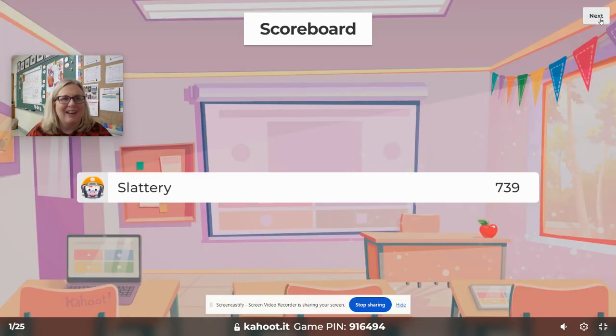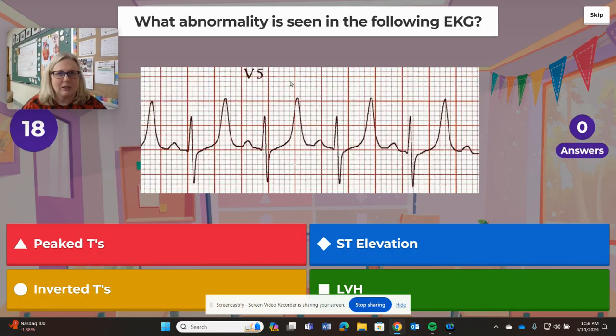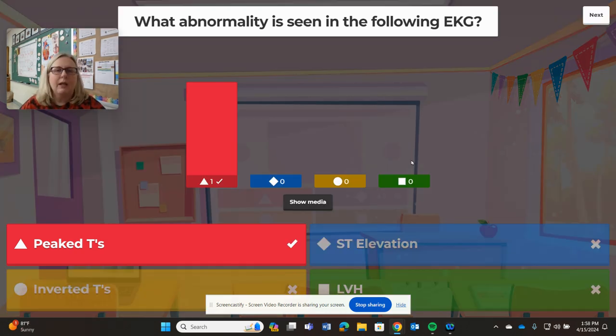Hey, look, I'm in the lead. Here we go. What abnormality is seen in the following EKG? So we're going to see what this EKG looks like. Okay, what's that abnormality? See if you can see what that is. Okay, that is a peaked T.